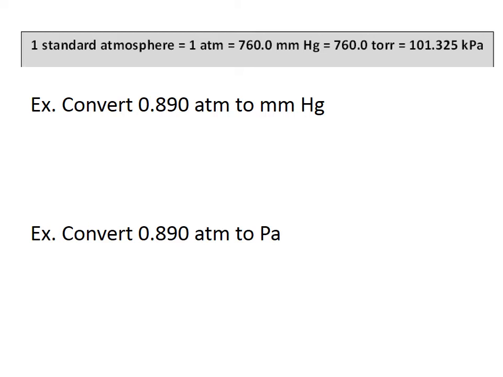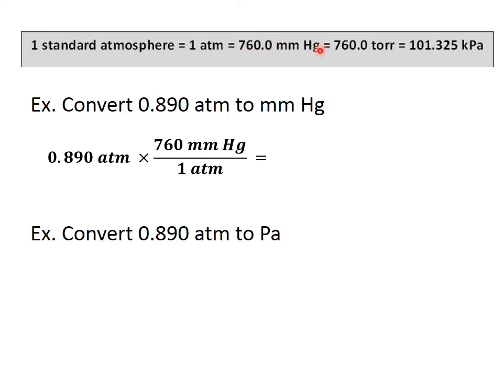Okay, so here we're going to do some conversions. We're going to convert 0.890 atmospheres to millimeters of mercury. So we start with our 0.89 atmospheres. We want to go from atmospheres to millimeters of mercury. We know that there are 760 millimeters of mercury in one atmosphere.